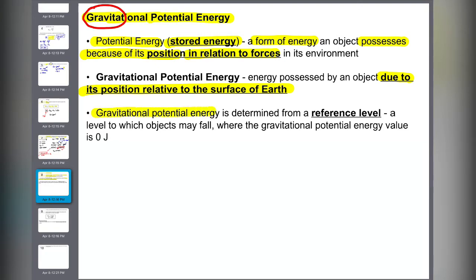And one thing to keep in mind is that gravitational potential energy is always determined from a reference level of your choice. You're the person who decides where the zero is. So basically, the reference level is where the 0 meters is in your question.